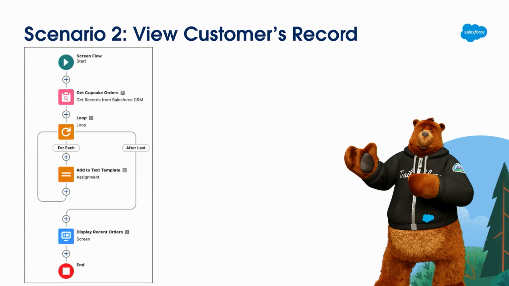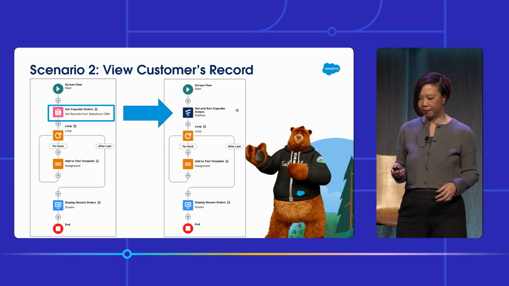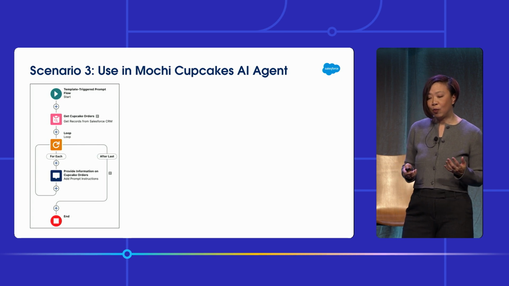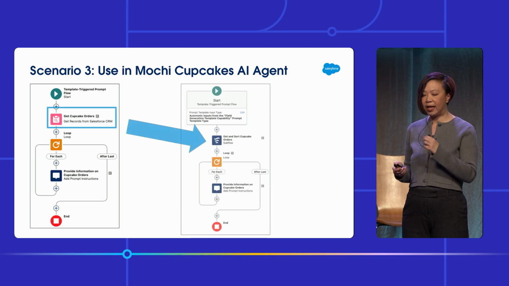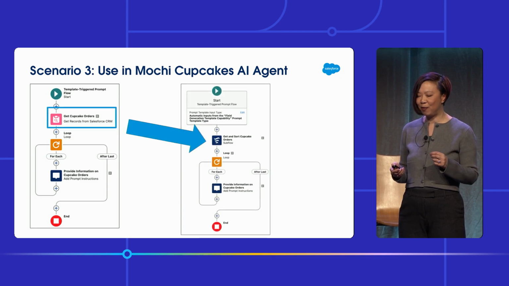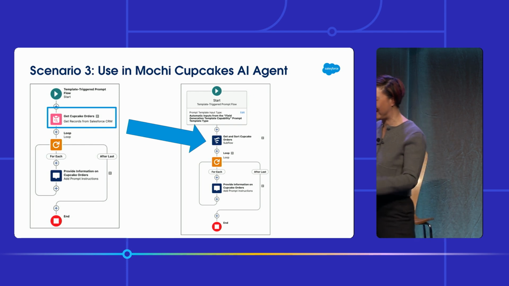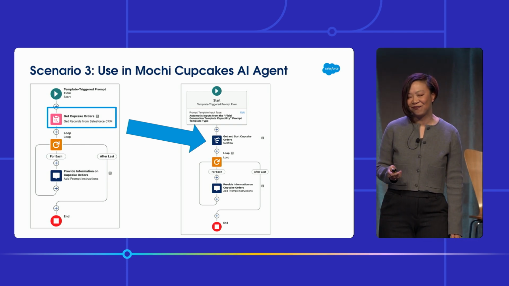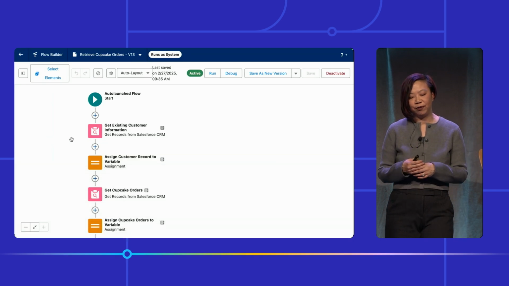Now, scenario 2 is viewing it on the customer record, and the get records was replaced by the modular flow, the get records with the sorting within it. And then same thing with the Mochi Cupcakes AI agent, the get records was replaced by the modular flow. Before Spring '25, my presentation had the get records and the sort, so it looked prettier than it does now, more impressive. But let's take a look at the differences between the original and improved design.